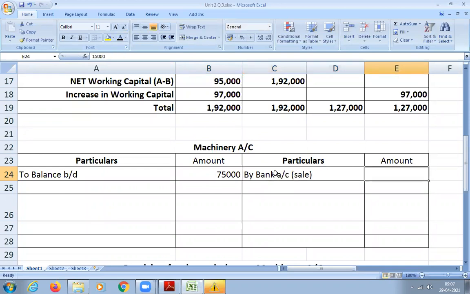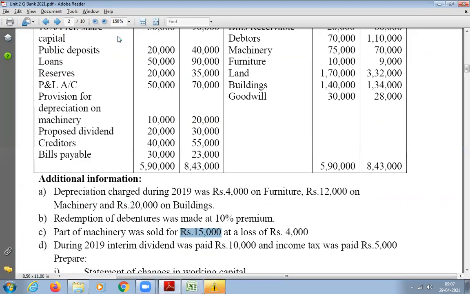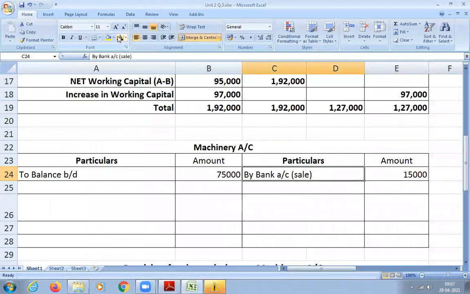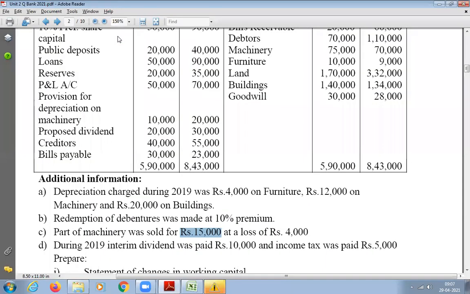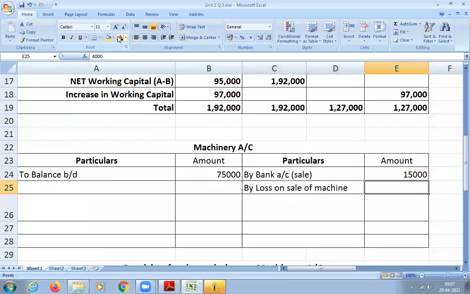So how much is the amount? 15,000. Next, he has told us directly that because of this particular sale, they have incurred a loss. So the loss will come on which side? Debit or credit side? Credit side. Again, loss on sale on the credit side. The amount is 4,000. Write 4,000. Got it?